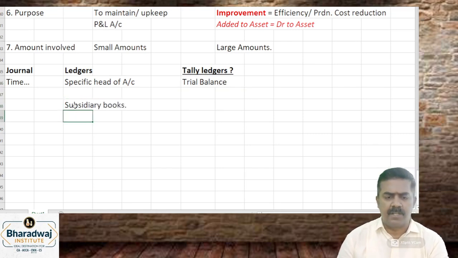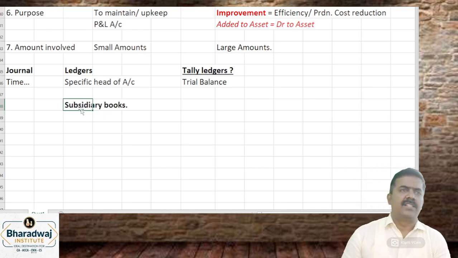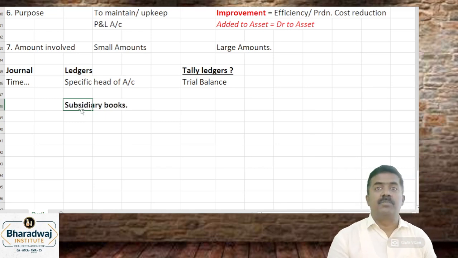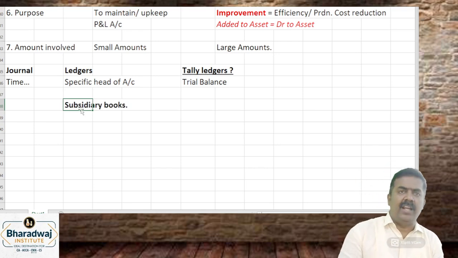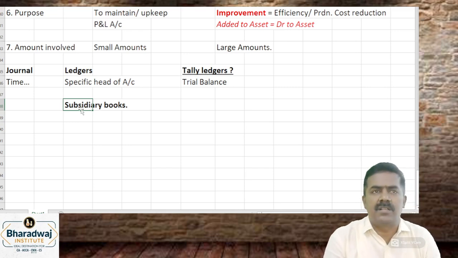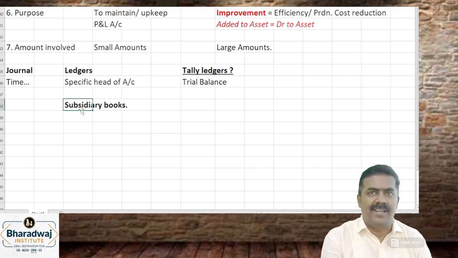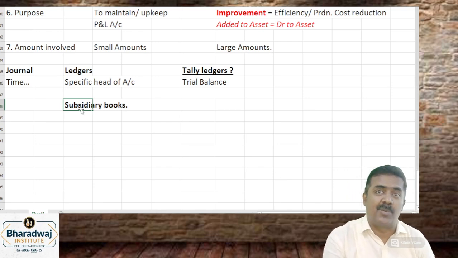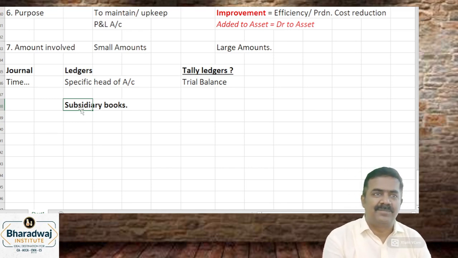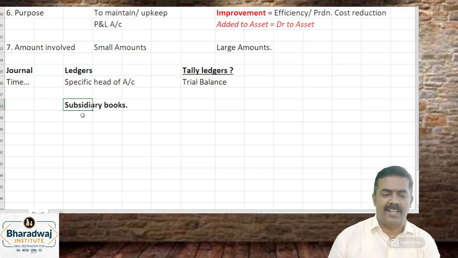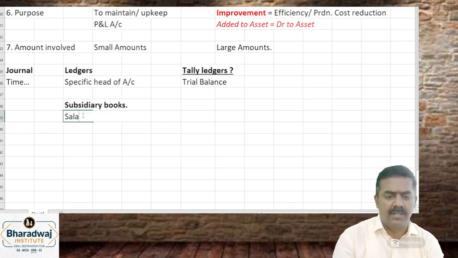What do you mean by subsidiary book? For example, let us assume there is a credit sales. Daily to 500 customers, we are selling goods on credit. Is it possible to prepare or pass 500 journal entries? What to do? You maintain a sales book, the sales day book.